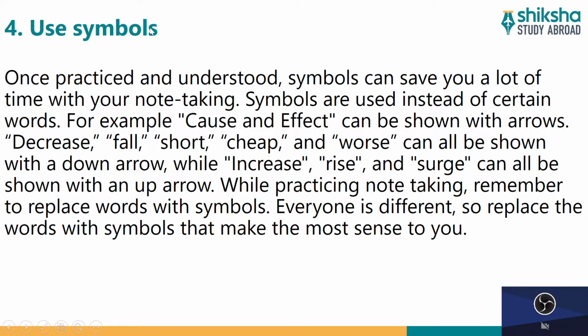Now, the fourth tip is use symbols. Once practiced and understood, symbols can save you a lot of time with your note taking. This is very important. Symbols are used instead of certain words. For example, cause and effect can be shown with arrows. Decrease, fall, short, cheap, and worse can all be shown with a down arrow, while increase, rise, and surge can all be shown with an up arrow. This is how you can make symbols for yourself and make it easier to take notes, with no need to write full-length sentences or words.